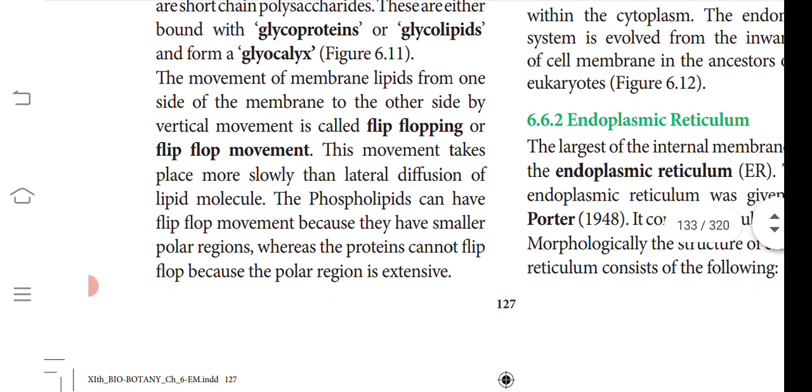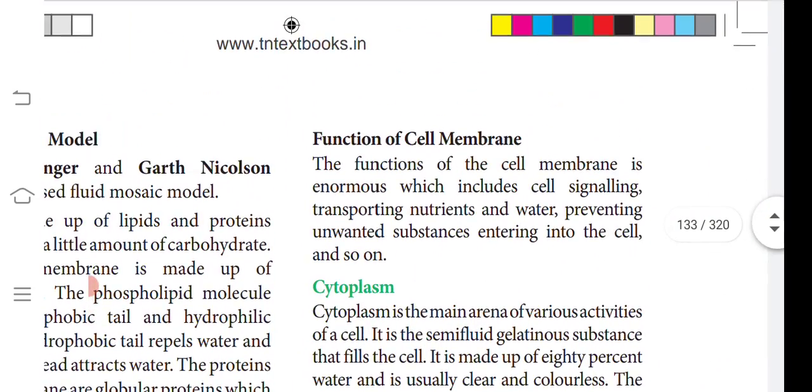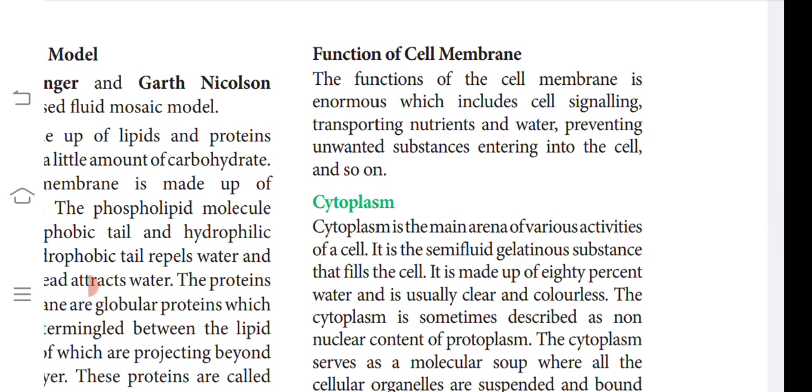The movement of lipids from one side to another is by the flip-flop movement. The movement takes place more slowly by lateral diffusion of the lipid molecule. Phospholipids have flip-flop movement because they have smaller polar regions, whereas proteins cannot flip-flop because of polarity. The functions of the cell membrane are enormous, and include cell signaling, transporting nutrients and water, preventing unwanted substances from entering the cell, and so on.